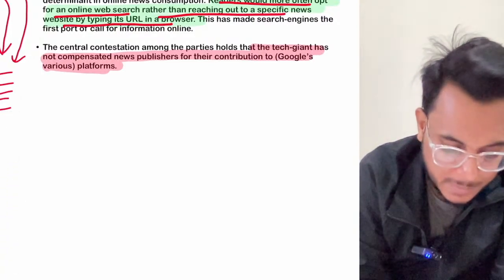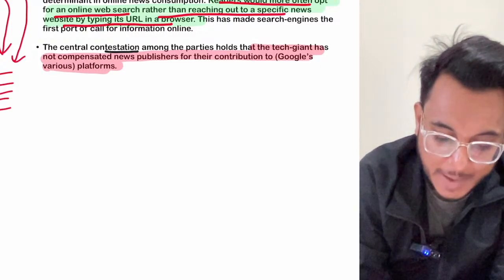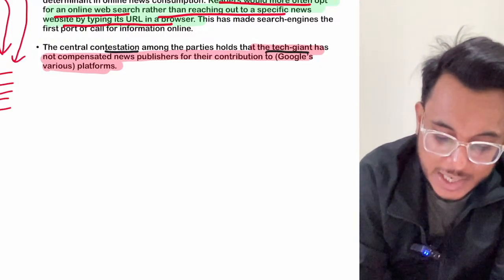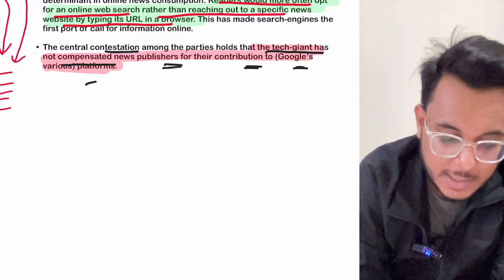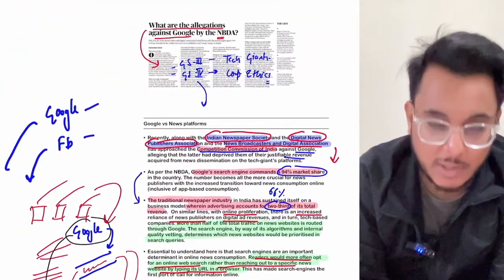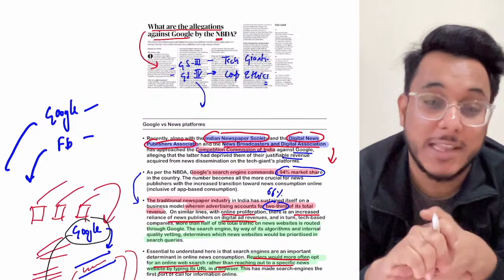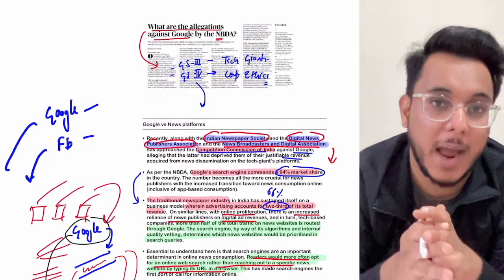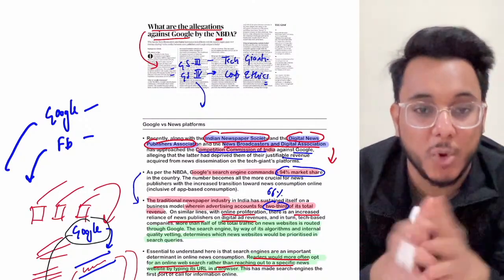The problem that I explained to you just now is that the central contestation among the parties holds that the tech giants have not compensated news publishers for their contribution to Google's various platforms. Clear? So therefore now they want a settlement for this particular thing, and similar cases have happened in Europe also, as I told you. In France also the same kind of matter had happened. In Australia also the same kind of matter happened. In Australia the matter concerned more of Facebook.